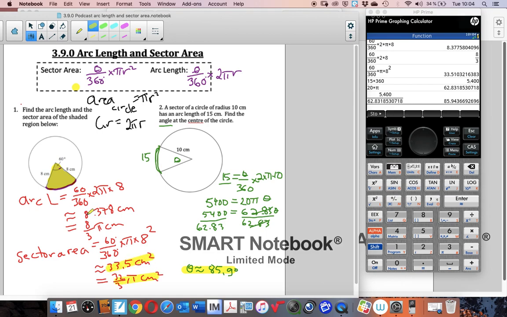Okay, so just to summarize, what did we just learn? Sector area, just take whatever part of the angle it's taking up of the area. For the arc length, take whatever part it takes out of the full circle of the circumference formula.